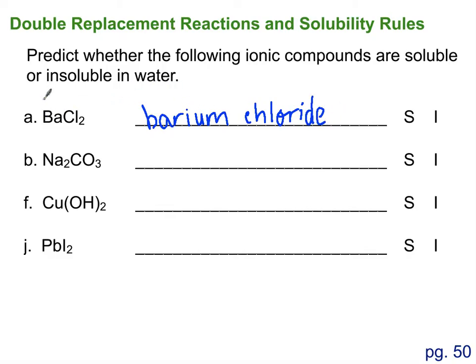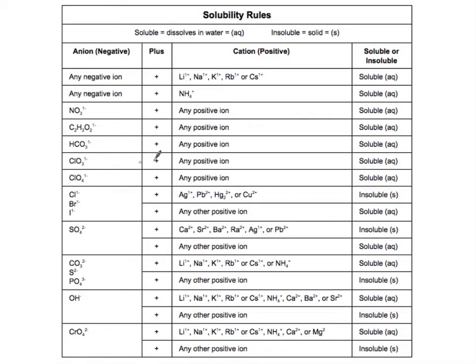So if we have barium chloride, we need to figure out what our ions are before we can determine whether or not we have a soluble or insoluble compound. So barium is always going to have a charge of +2. Chlorine is always going to be -1. So let's take a look at our solubility rules. So I'm going to start here at the top, look for my anion, which is chloride. If I work my way down, here we go. We've got Cl right here.